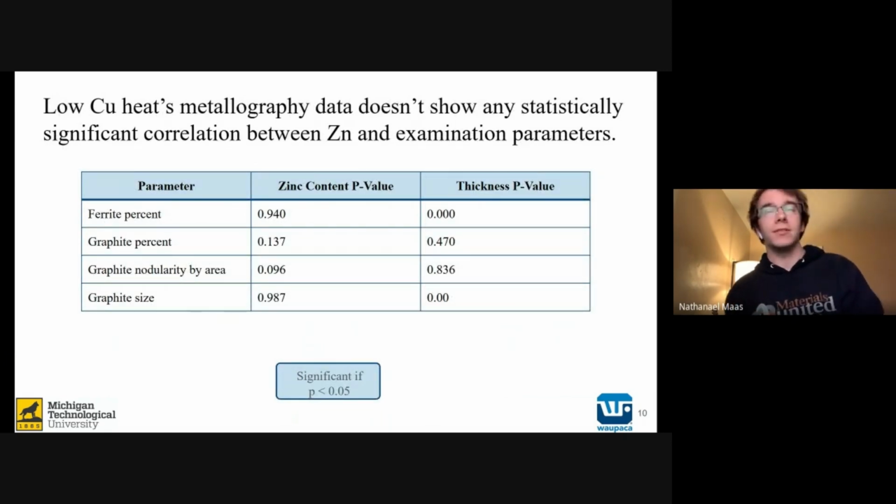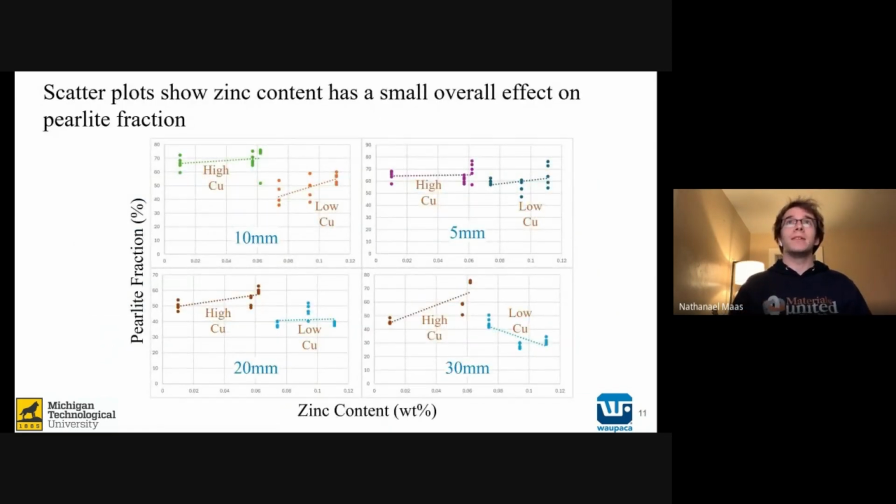The lower copper heat's metallography data did not show any statistically significant correlation between zinc weight% and the examination parameters of the ferrite and perlite fractions, as shown by the p-values. The scatter plots presented showed that zinc content also had a small overall effect on the perlite fraction, which was displayed.